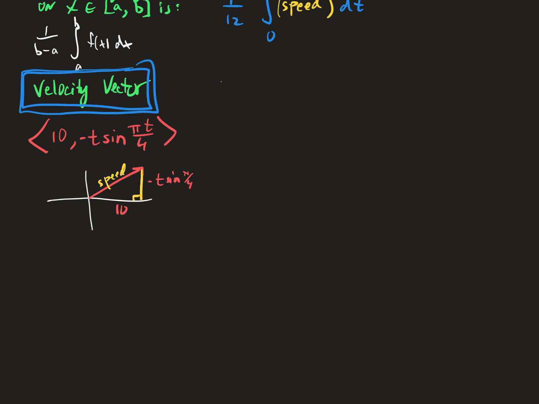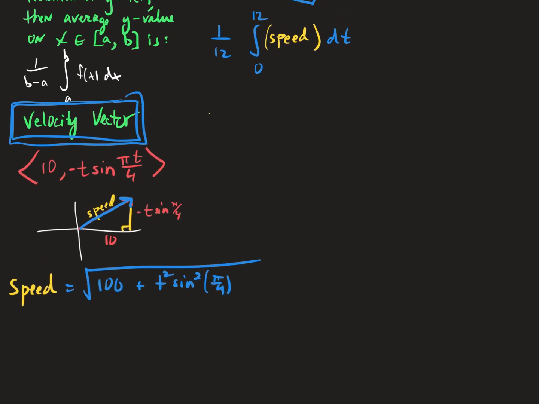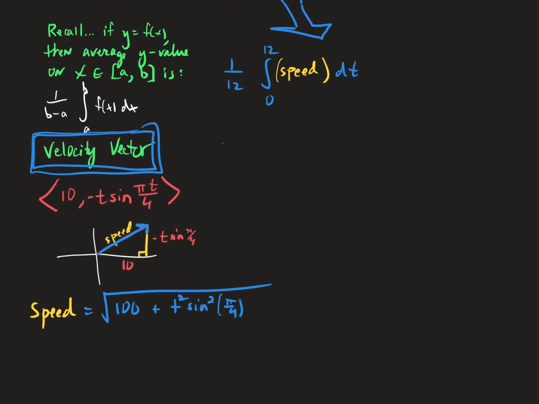So the magnitude of this velocity vector is the speed, and that's just going to be the length of the hypotenuse of a right triangle, which is the square root of 10 squared plus negative t sine of pi over 4 squared. All right, there's our function. And now we can go ahead, put it into our average formula, and we'll know what the average speed is.